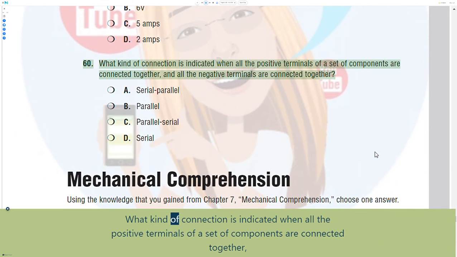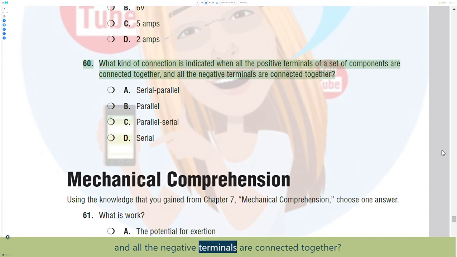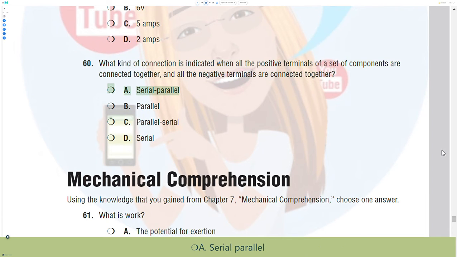60. What kind of connection is indicated when all the positive terminals of a set of components are connected together, and all the negative terminals are connected together? A. Serial parallel. B. Parallel. C. Parallel serial. D. Serial.